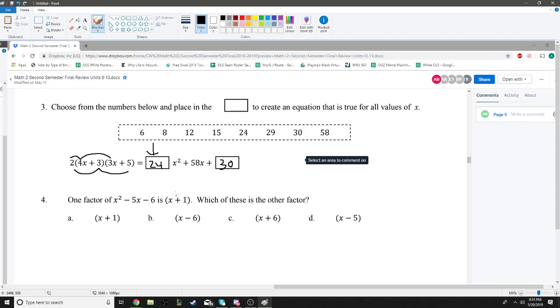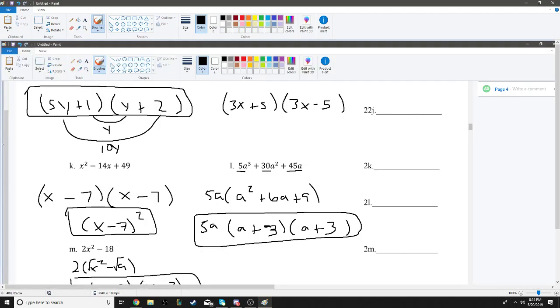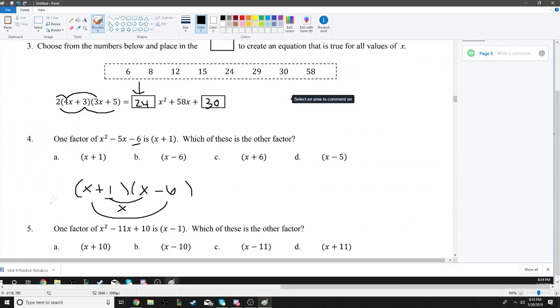Okay. So which one of these is the other factor? So we know that they have to multiply to be x squared, so x and x. And we know one of them has to be a 1. So negative 6 divided by 1 is negative 6. And let's check. 1 times x is x. Negative 6 times x is negative 6x. And negative 6 plus 1 is negative 5. So our other answer is x minus 6.